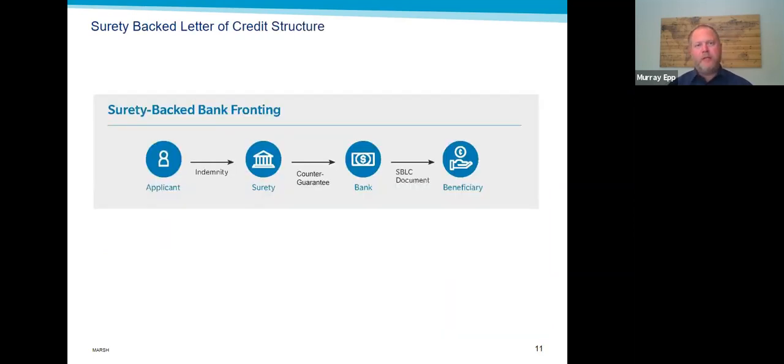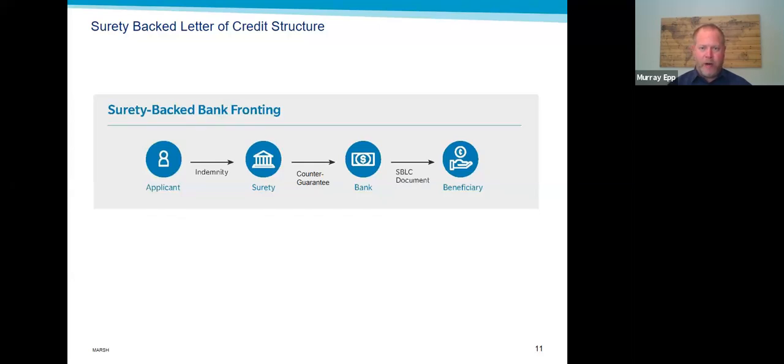So the surety-backed letter of credit structure is something that's in its relative infancy in North America. Marsh has done a number of deals, on both sides of the border, but it's really something that's relatively new. But surety companies are starting to set up this structure with their banks, and we're seeing more and more of it, and it's certainly opening up a window of opportunity. It's not different than what we see globally, where banks front for other banks in different jurisdictions.